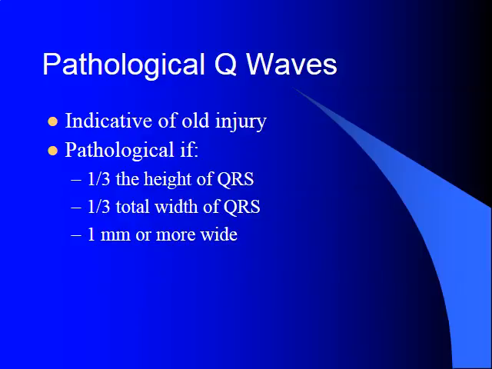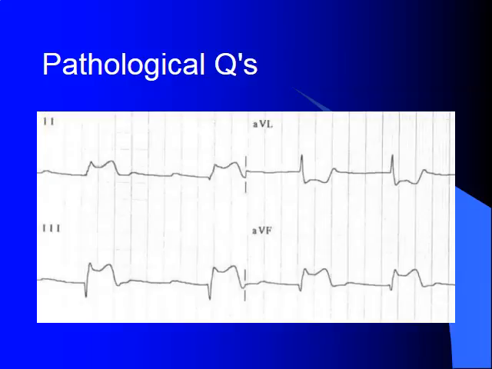Pathological Q waves are indicative of old injuries or previous MIs. I think I've already discussed it, but we'll say it again. A pathological Q wave is pathological if it is 1/3 of the height of the QRS, or 1/3 of the total width of the QRS, or 1 or more millimeters wide. So here's an example of a pathological Q wave. Looking at it here, it's about half the total height of the QRS complex, about 1 millimeter wide, so this would be pathological.